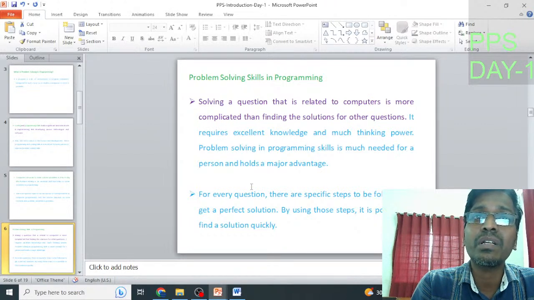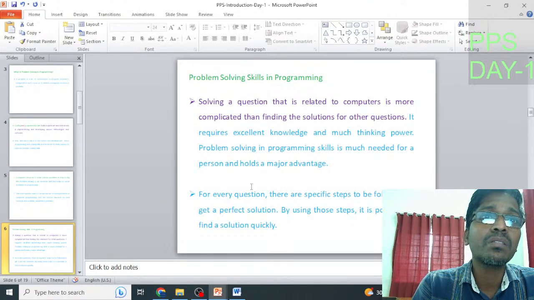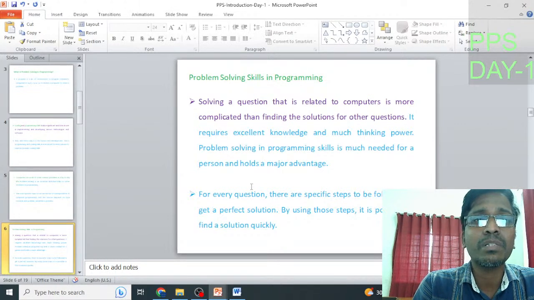We just need to know some of the steps, how to go and solve that problem, then it is very easy to solve a mathematical problem. But compared to that, in programming we cannot go with one particular method. You must know coding, and you must know programming skills, and only then can we go and solve the computer programming problem.